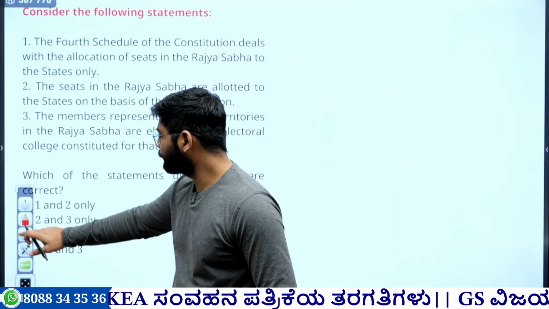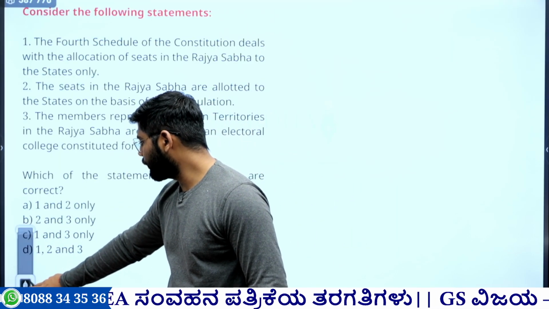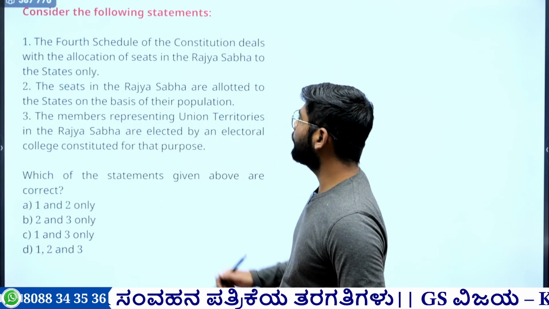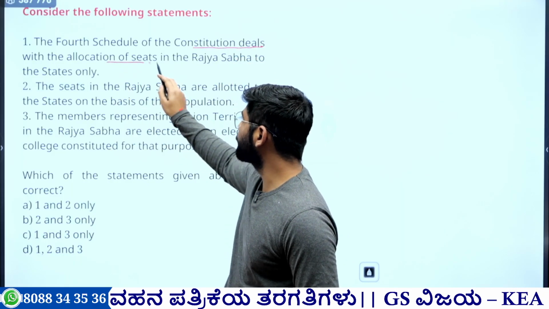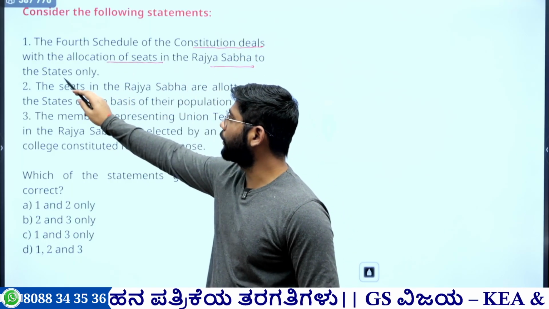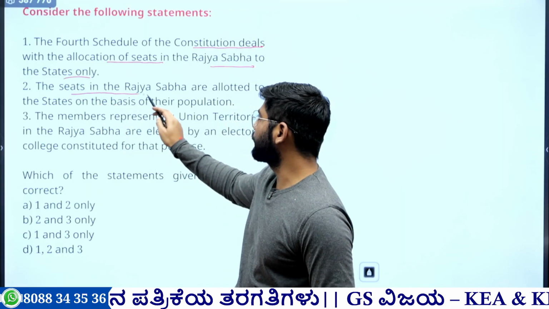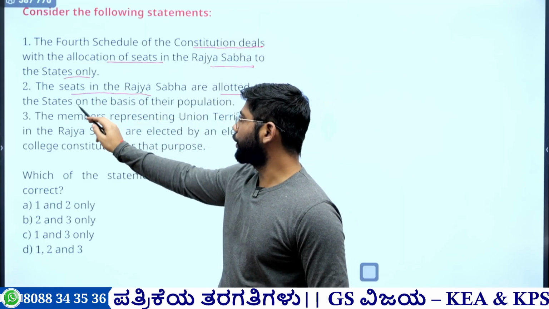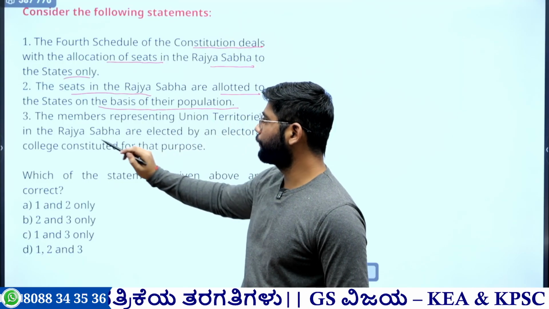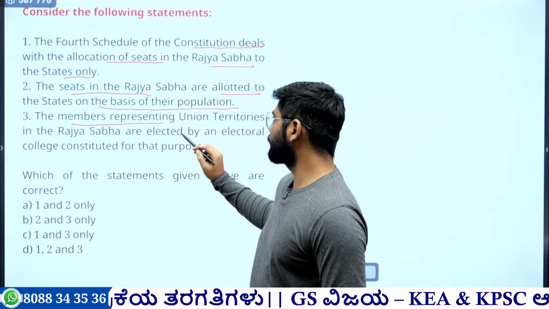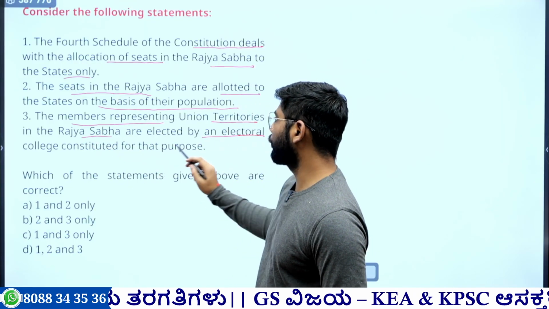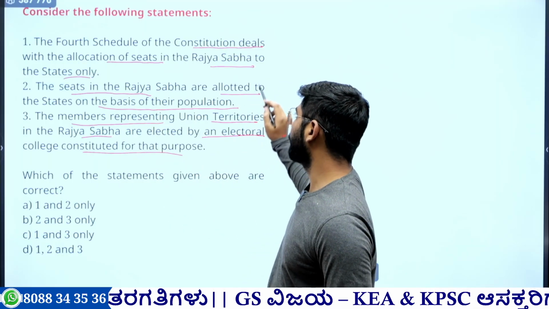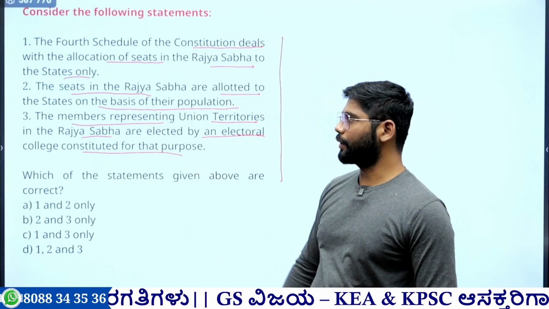This question is about the composition of Parliament, particularly Rajya Sabha. First, the Fourth Schedule of the Indian Constitution deals with the allocation of seats in the Rajya Sabha to the states only. Second, the seats in Rajya Sabha are allotted to states on the basis of their population. Third, the members representing Union Territories in the Rajya Sabha are elected by an electoral college constituted for that purpose. Let me know which one is correct here.